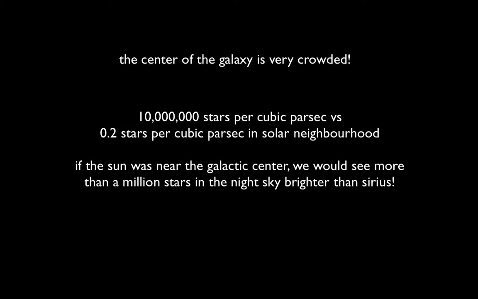So the center of the galaxy is very crowded. There's about 10 million stars per cubic parsec at the center, versus 0.2 stars per cubic parsec in the solar neighborhood. So very, very crowded. I like to think about what it would be like if the Earth was orbiting the Sun, but the Sun was actually near the galactic center rather than out here in the outskirts. If we were in that crowded region of the galaxy, there would be 1 million stars in the night sky that would be brighter than Sirius. So this whole sky would be lit up with millions of stars brighter than Sirius, the brightest star in the sky.